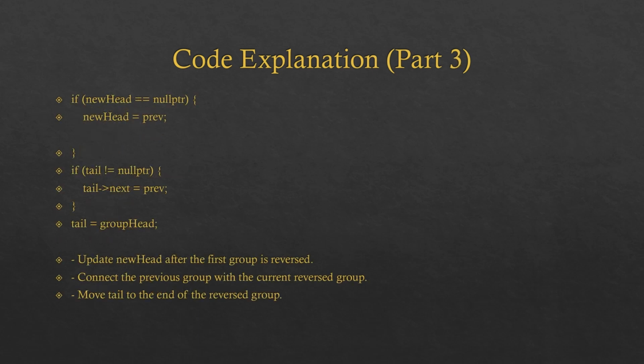Once a group is reversed, we handle the connections. If new head is still null, we set it to prev, which points to the head of the reversed list after the first group. We then connect the previous group to the current reversed group. Finally, we move the tail pointer to the end of the current reversed group.